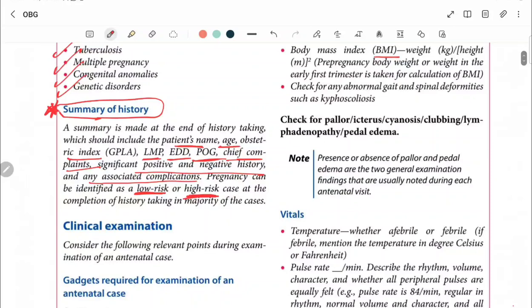So pre-pregnancy body weight or weight in the early first trimester is usually taken for calculation of BMI. Remember guys, this is a common mistake that students make while calculating BMI. They take the current weight. No, you need to ask for the pre-pregnancy weight to calculate BMI.